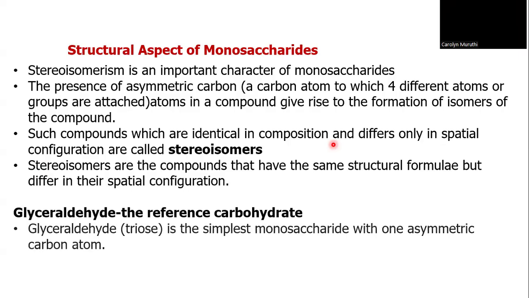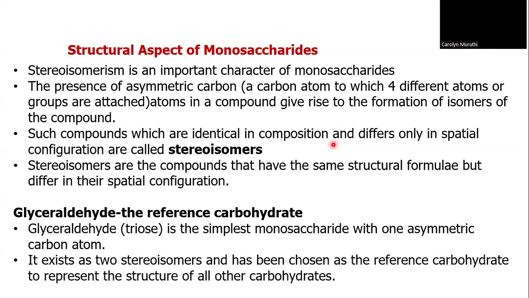We will look at glyceraldehyde as a reference carbohydrate. Glyceraldehyde, as we had earlier stated, is a triose, and it's the simplest monosaccharide with one asymmetric carbon atom. It exists as 2 stereoisomers, and therefore it has been chosen as a reference carbohydrate to represent the structure of all other monosaccharides. And the first structural aspect is the enantiomers.